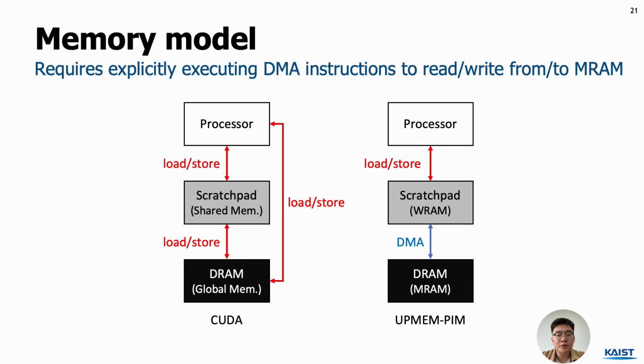This is different from CUDA. In CUDA, the same load store instructions can read or write data to or from scratchpads and DRAM. However, UPMEM PIM needs different instructions to access scratchpads and DRAM. UPMEM PIM uses load store instructions to access scratchpads and DMA instructions to access DRAM.